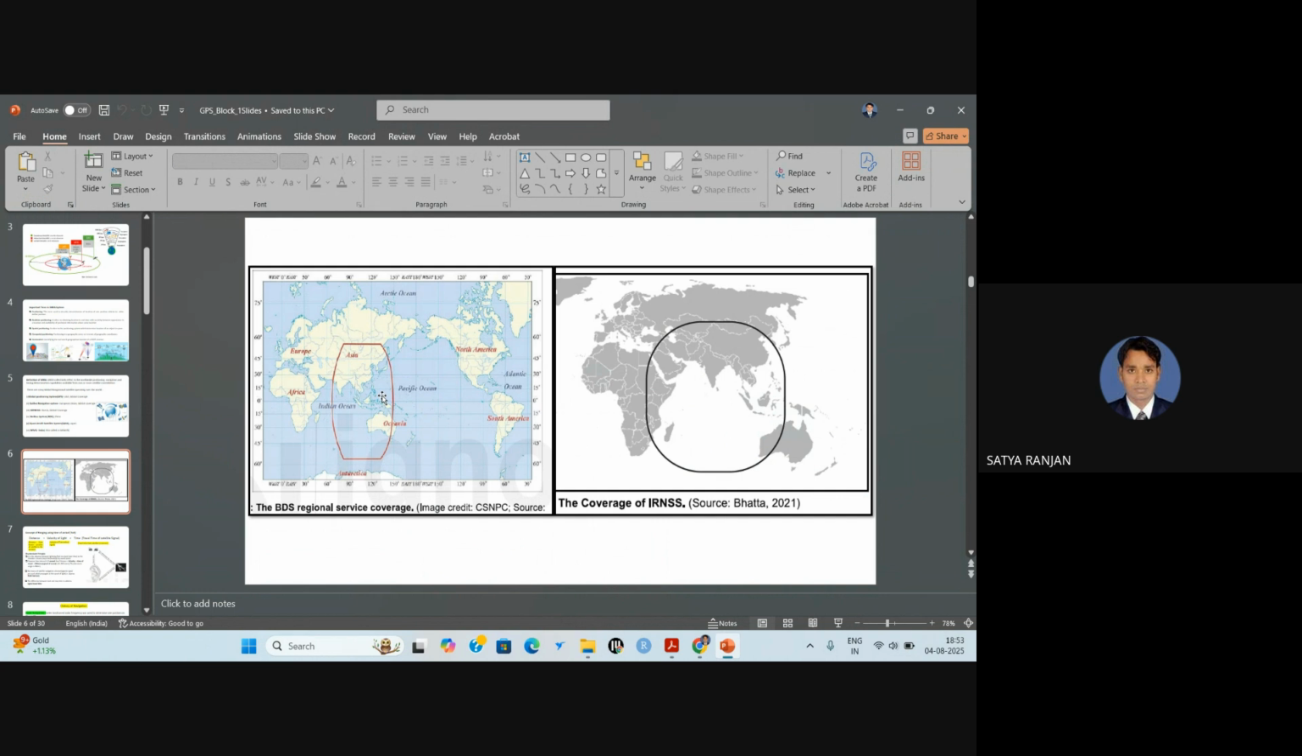Then coverage of IRNSS. This is the Indian navigational system. That also covers most of the part of the Indian Ocean, and most of the Asian countries are covered. So these are the coverage.